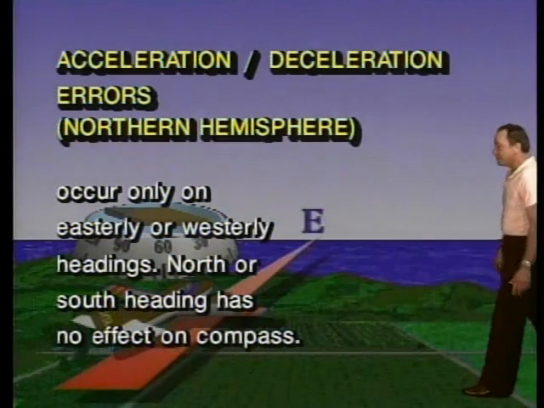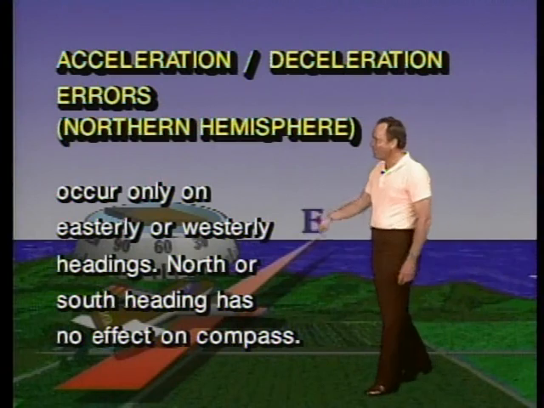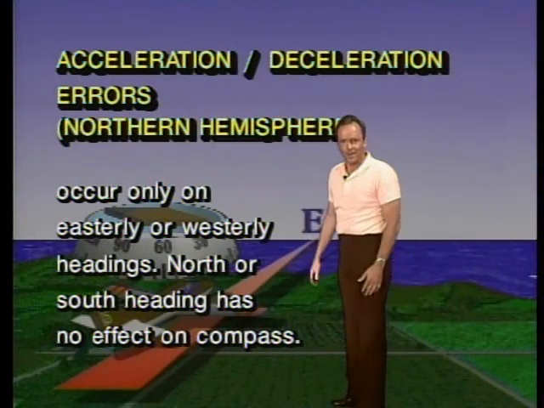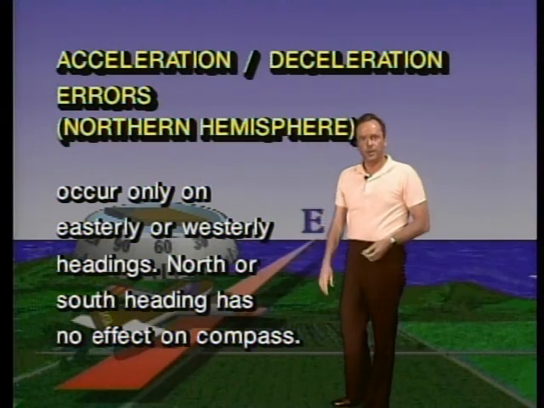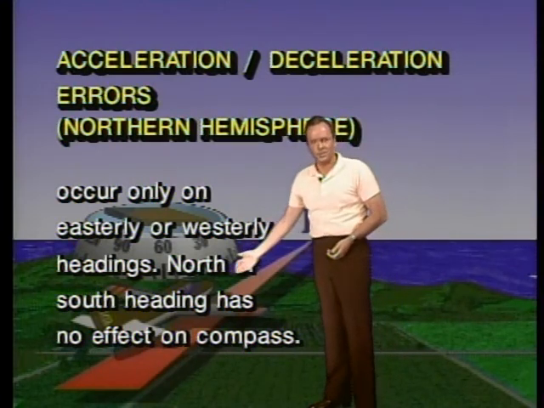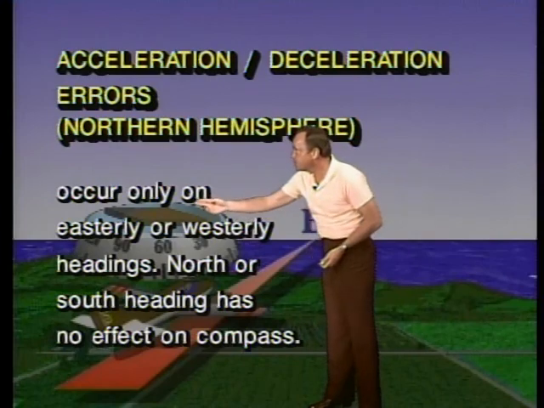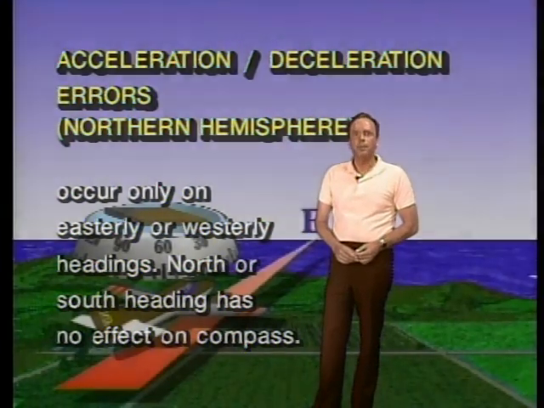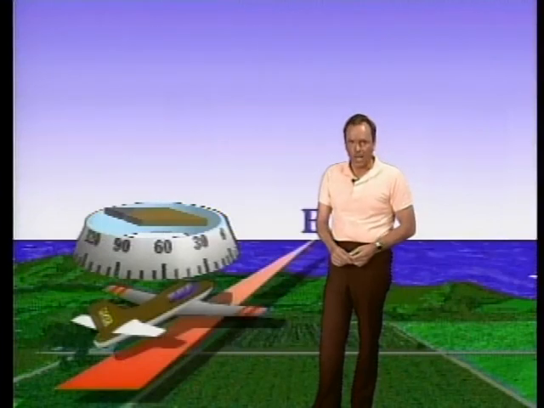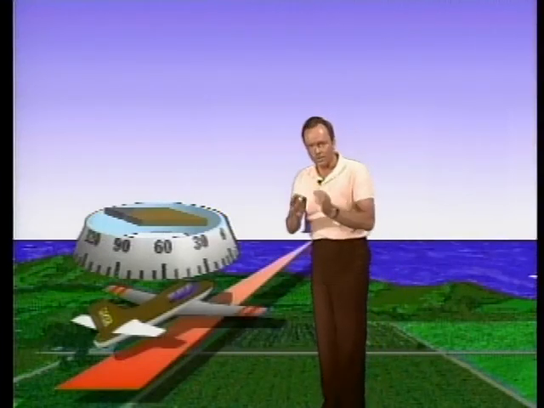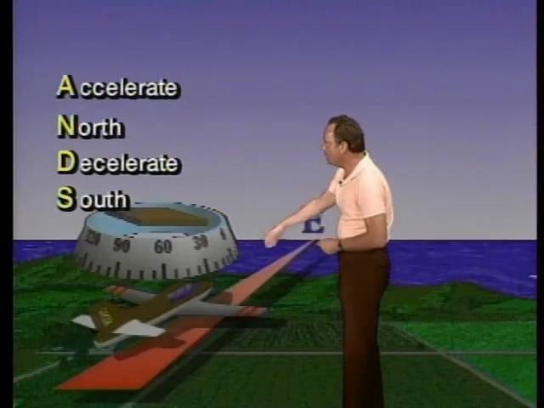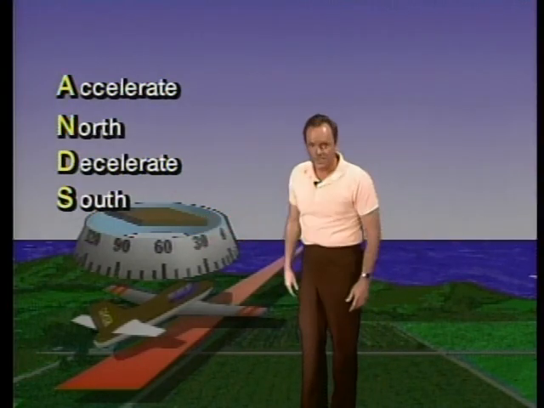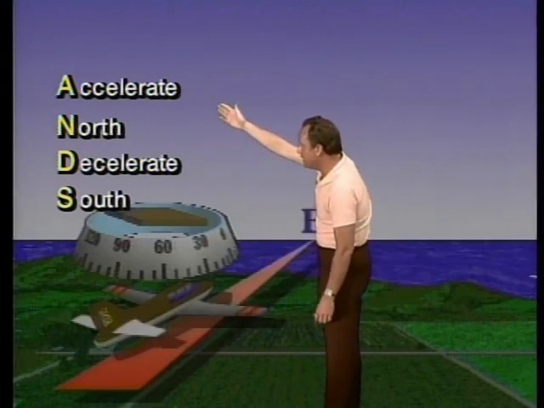Now, one of the things that's important to know about acceleration errors is when they occur. Well, acceleration errors occur only on easterly or westerly headings. Now, if you accelerate or decelerate on a heading of north or south, it has no effect on the compass. So acceleration errors occur only on easterly or westerly headings. Now, pilots often have trouble remembering how these work, so there's a word that I use that helps you remember that, and the word is ANDS, as in no ands, ors, ifs, or buts about it. It's ANDS: accelerate north, decelerate south.